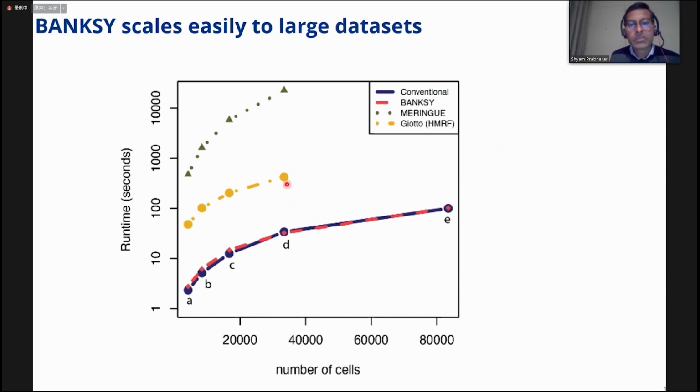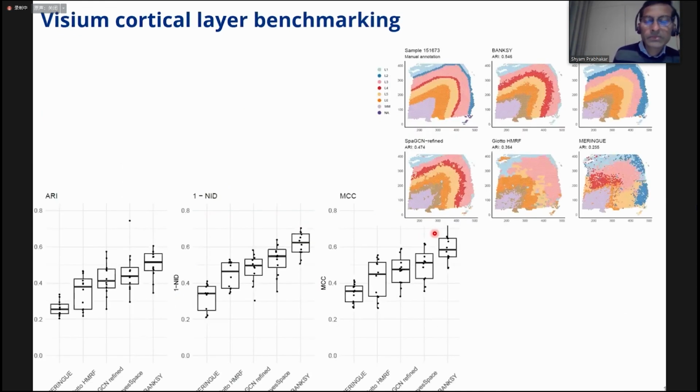But these other algorithms at around 30,000 cells, they stopped. And at least on the hardware we had, they were not able to cluster any larger data sets. And 30,000 is quite small. You want to get to 100,000 to a million cells for a spatial omics algorithm.